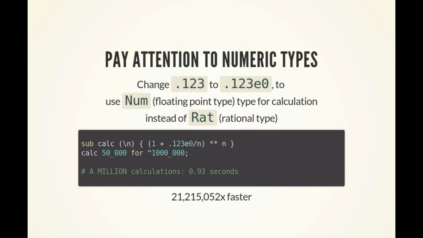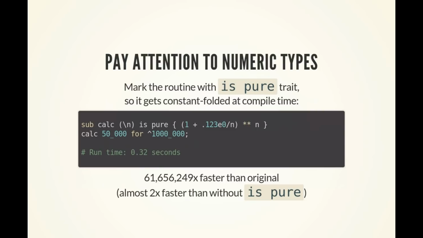A single calculation took almost 20 seconds, but now a million calculations take less than a second. I don't know how many times faster, but I think it's like 21 million times faster with such a tiny change. So be sure to pay attention to what numeric types you are using. If you don't need super precision, if you're not doing financial operations or something where it matters, switch to the num type and you will get a lot better performance.